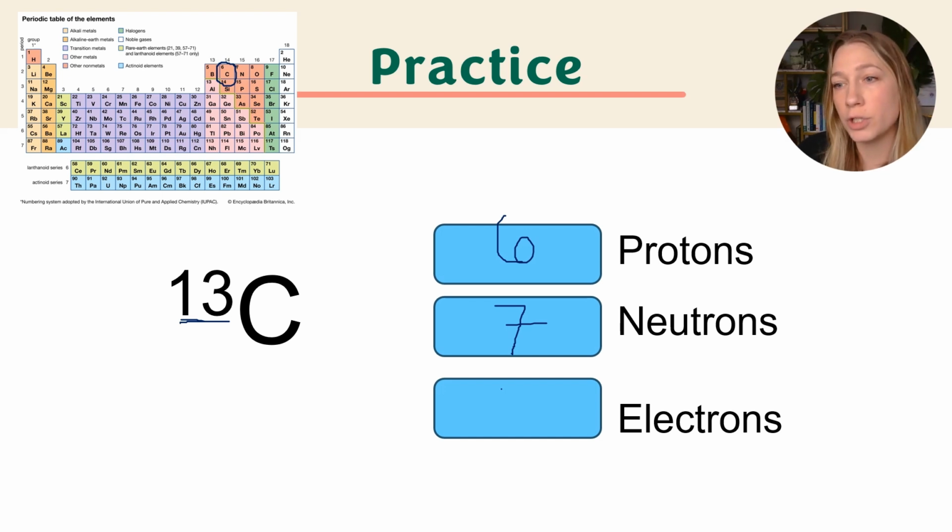Electrons will always be equal to the number of protons if there is a neutral charge. So if there's a charge denoted, then we have to calculate the number of electrons. But if there's no charge here, if this doesn't say that it's positive something or negative something, that means that our electrons are going to equal our number of protons. And in this instance, this has 6 electrons.